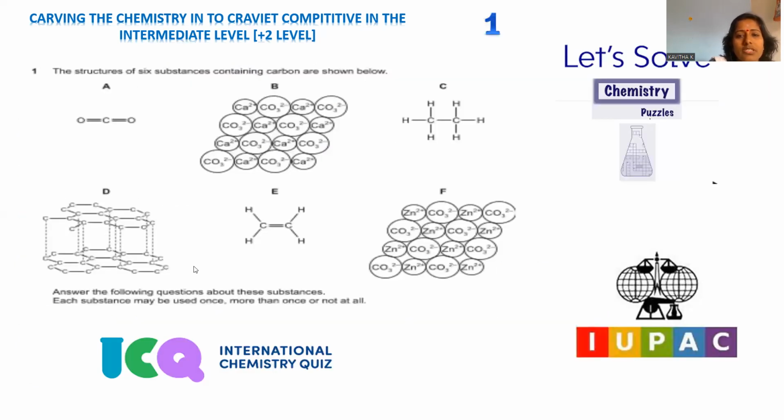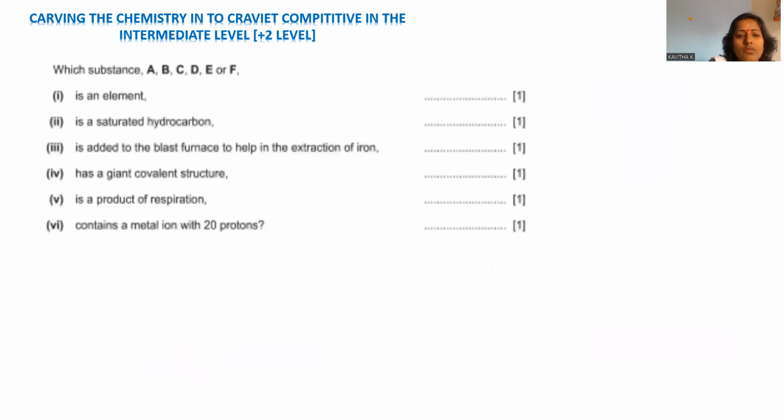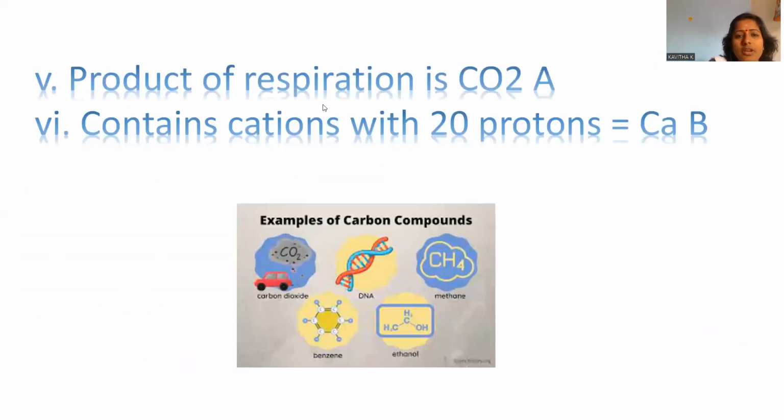So this will be question number 1. Let's go with question number 2. The product of respiration is provided. Examples of the carbon compounds are given to you. Carbon dioxide is an example of a carbon compound. DNA is also made up of a double helical structure. It is the most important genetic matter of each and every living organism, made up of triplets of genetic codes. And this is also made up of purines and pyrimidines made up of carbon only.